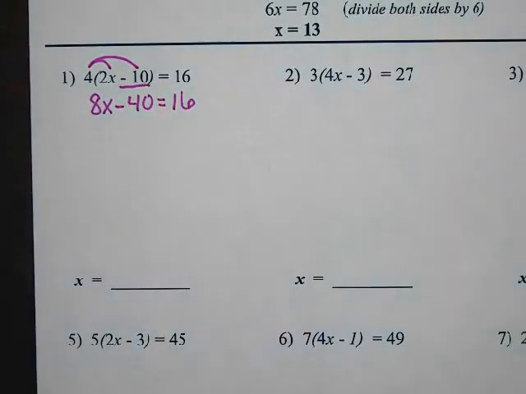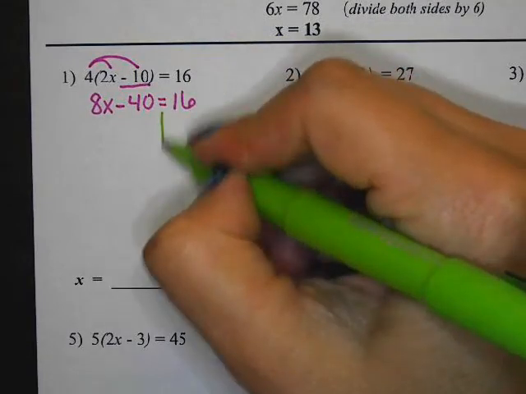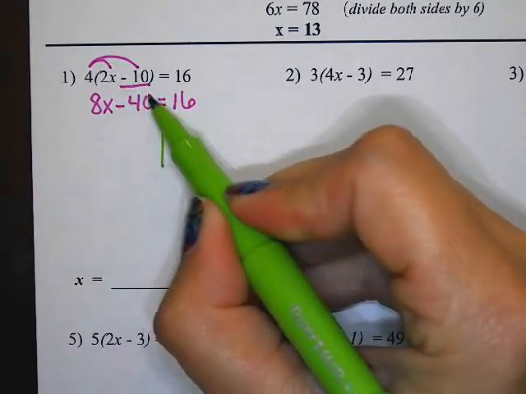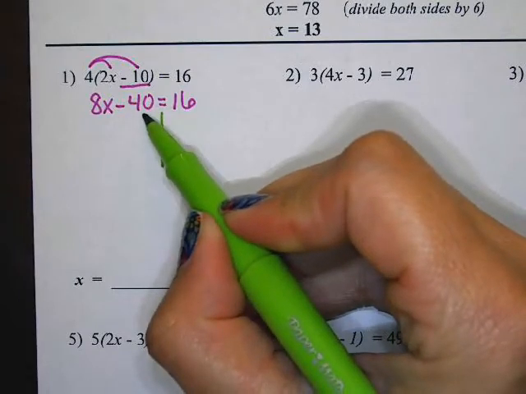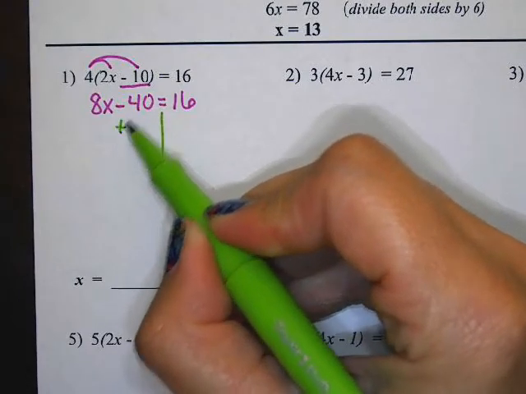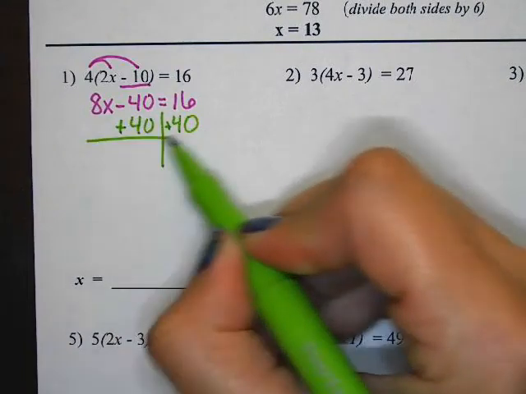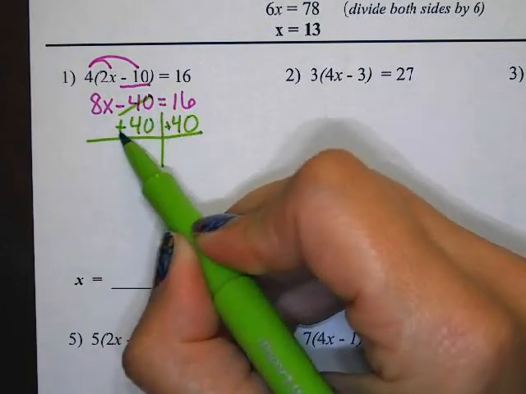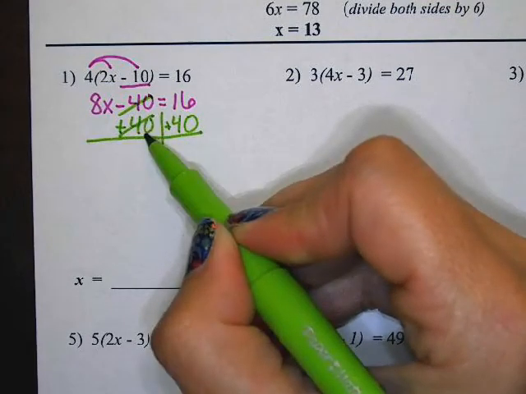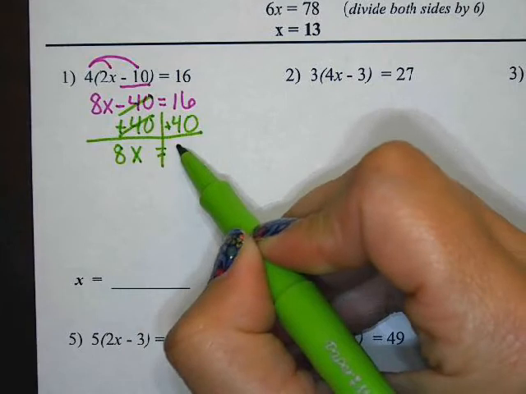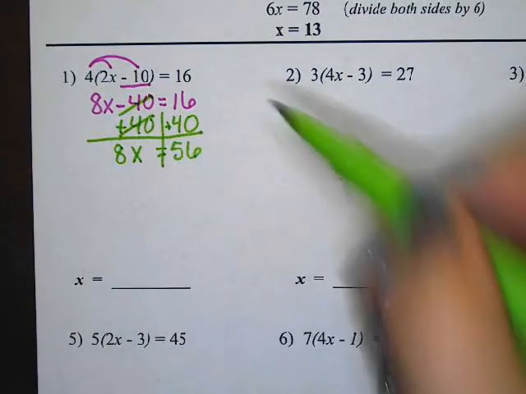From there we have a two-step equation that we can start to solve. Our equal sign is our balancing point, so we want to get x by itself. We're going to try to get rid of this negative 40, or the subtract 40 here, by doing the opposite. So we're going to add 40 to both sides. Negative 40 plus 40, those cancel each other out. We're left with 8x is equal to 56.